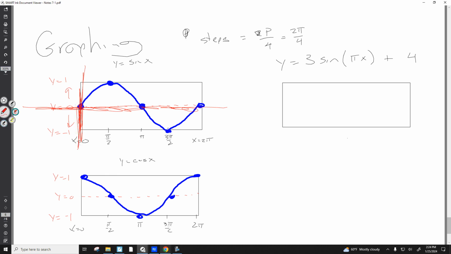Very good. You understand that this 4 is a vertical shift. We know that from Unit 5. We understand that affects my midline. So y equals 4 is now my new midline, not y equals 0. I have shifted things up. We know that 3, being my vertical dilation, is going to affect the amplitude. I'm going up 3, down 3, giving me a 7 and a 1.